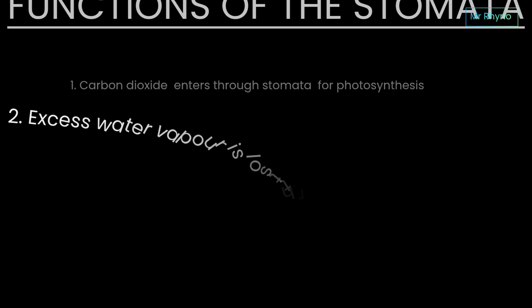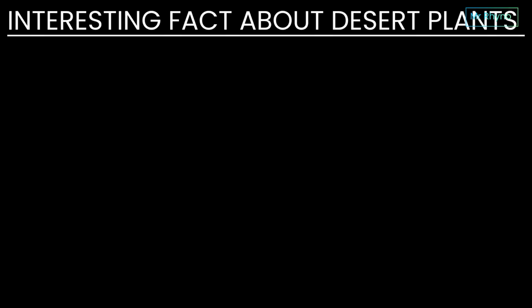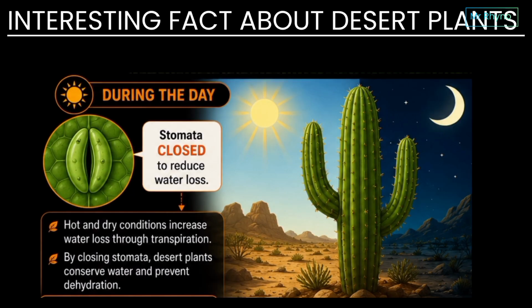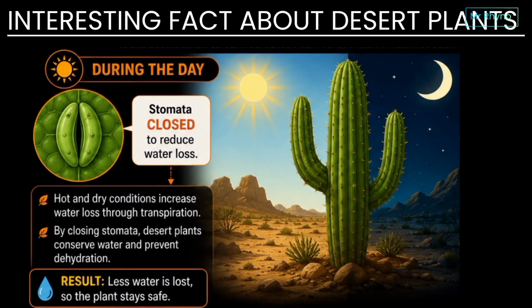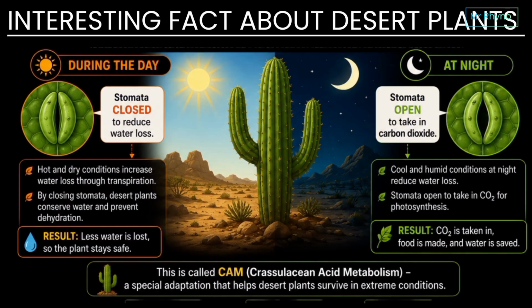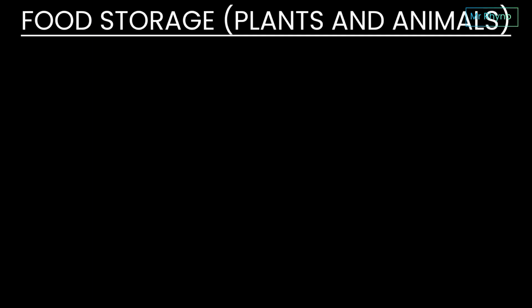Here is an interesting fact about desert plants. Do you know that desert plants like cacti close their stomata during the day to prevent water loss. They open them at night to absorb carbon dioxide. They store this carbon dioxide and use it during the day when sunlight is available. Smart, right? From here, we go ahead and look at food storage.